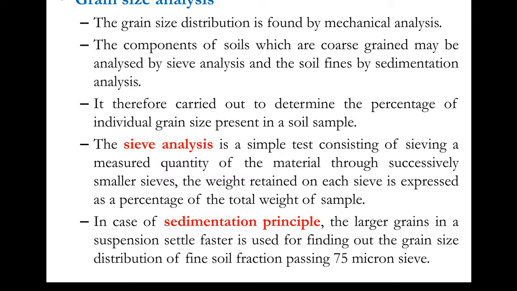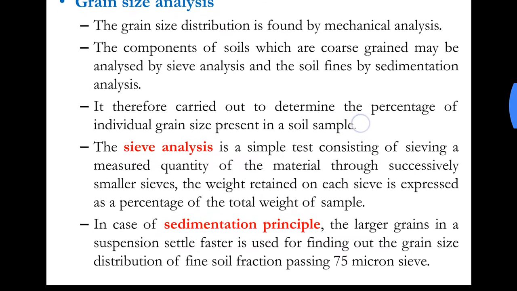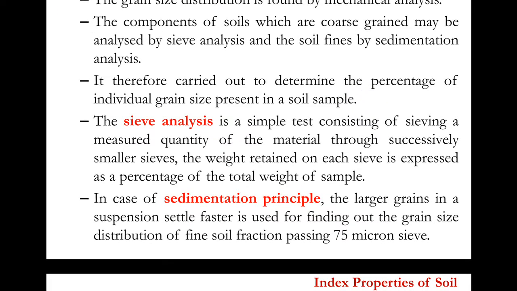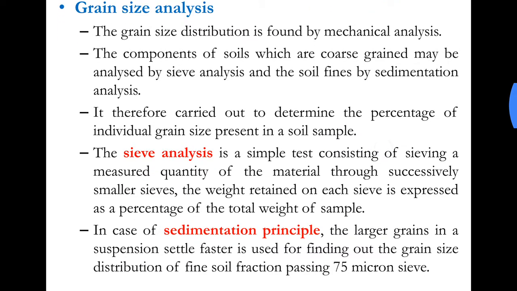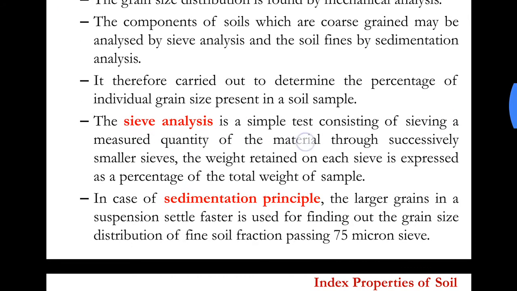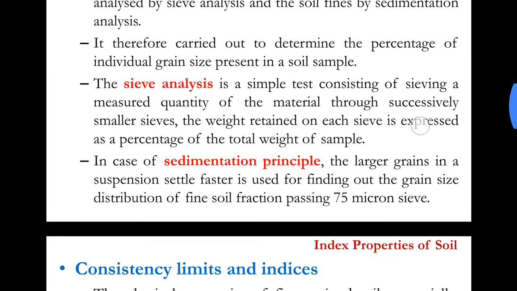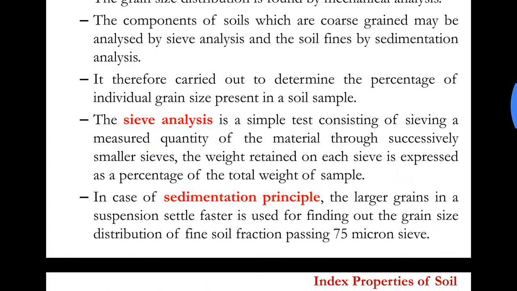It is therefore carried out to determine the percentage of individual grain size present in a soil sample. So we carry out the grain size analysis to find out the size of grains present in the soil sample. The sieve analysis is a simple test consisting of sieving a measured quantity of the material through successively smaller sieves. The weight retained on each sieve is expressed as a percentage of the total weight of the sample.